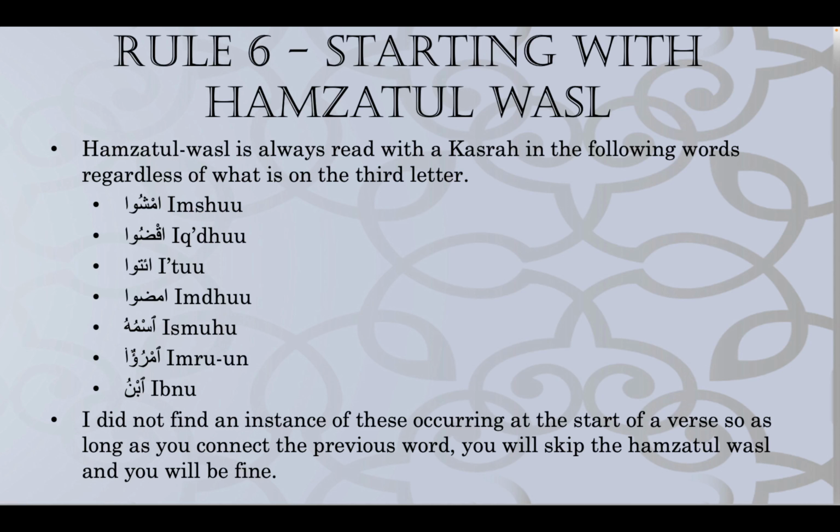Now, here's the problem. You can't remember all these examples, and I don't expect you to. But a good thing is, in the quick research that I was able to do, I did not find any instances of any of these words occurring at the start of a verse, right? So as long as you connect the previous word to any of these, let's assume for argument's sake, you come across a word in the middle of the Quran, imbu or ismu or ibnu, then as long as you connect it with the previous word, you will skip the Hamzat al-Wasl altogether and you'll be fine. You don't have to worry about that rule.